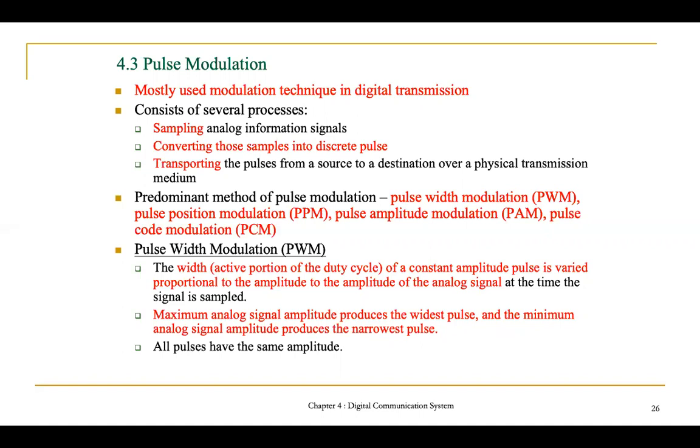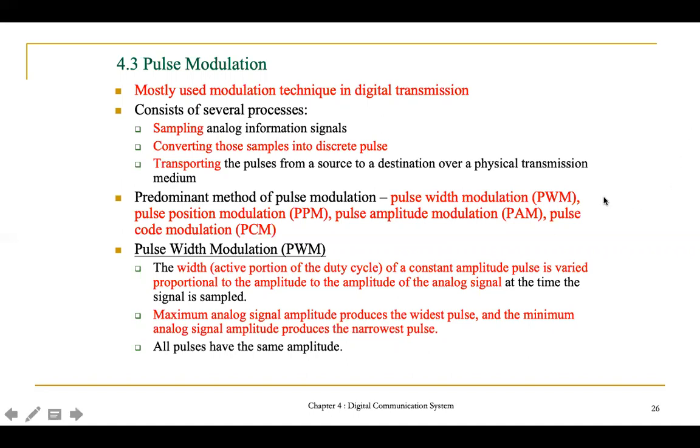Pulse modulation is the most used modulation technique in digital transmission, and it consists of several processes. The first process is to sample the analog signal, and then convert those sample signals into discrete pulses. Lastly, transport the pulses from the source to the destination. Basically, the input signal is an analog signal, then you convert it into pulses, and only then do you transport it.